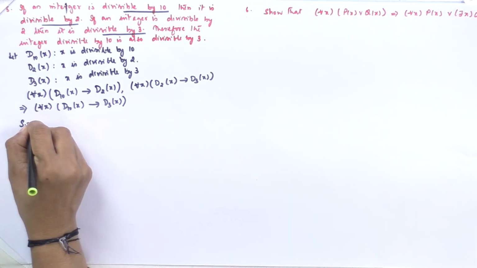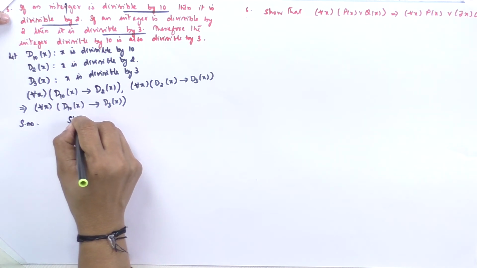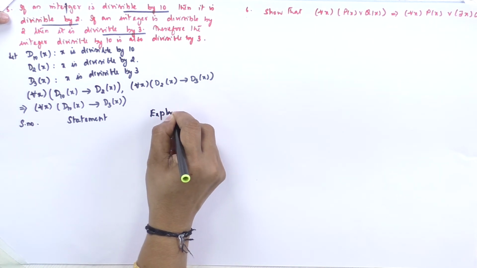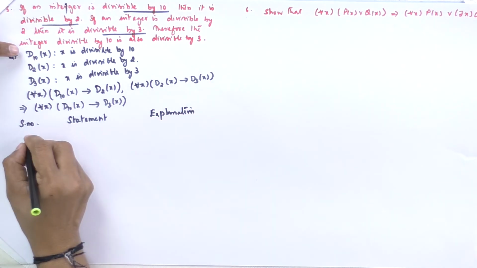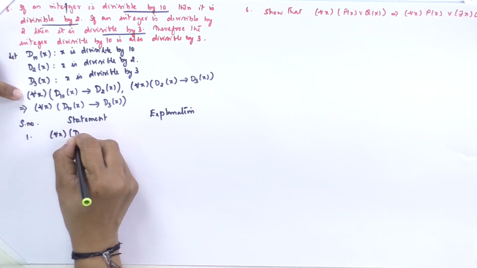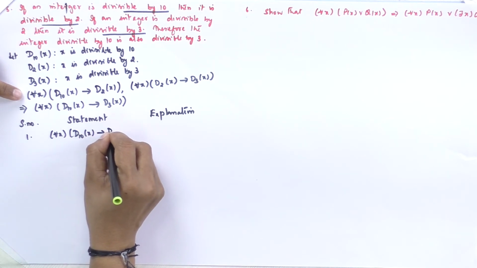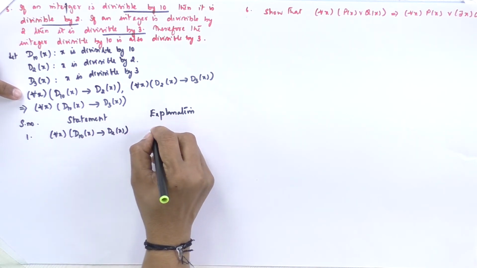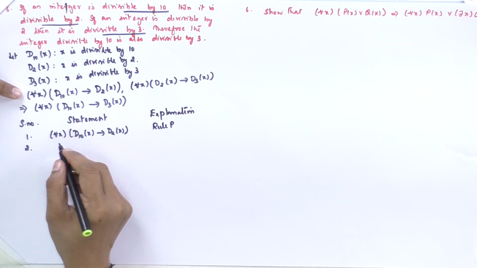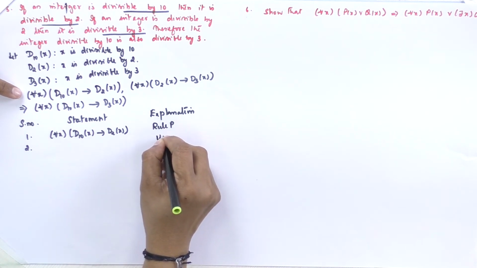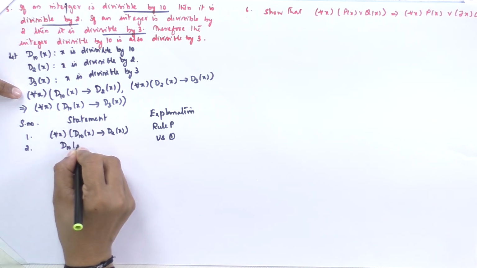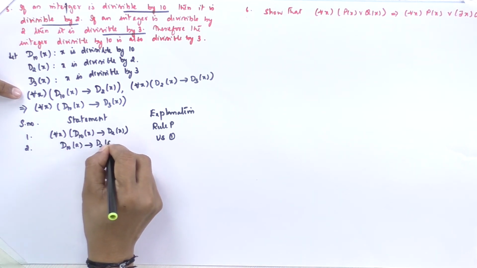Now we will have the derivation part: statement, explanation. First, we will take it as it is: for all x, D10 of x conditional D2 of x. Here it is rule P. Then I will have to remove the quantifier. If I remove it, it will be universal specification on 1, so that we get D10 of A conditional D2 of A.